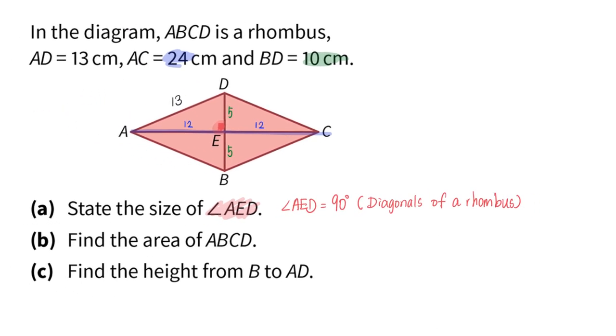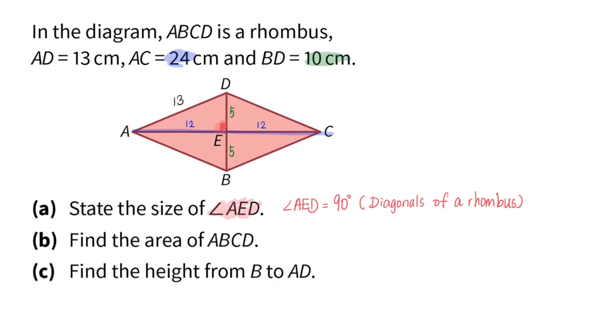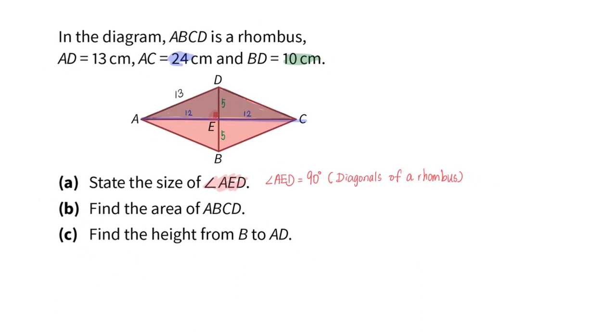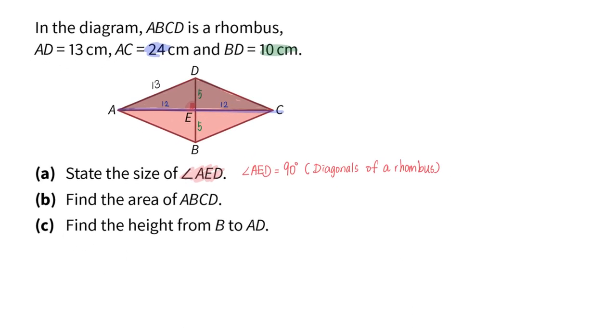Next, find the area of this ABCD. Now for part B, to find the area of the rhombus ABCD, I hope you can see that it is made up of two equal right angle or congruent triangles where the height is 5 and the base is 12 plus 12, 24.